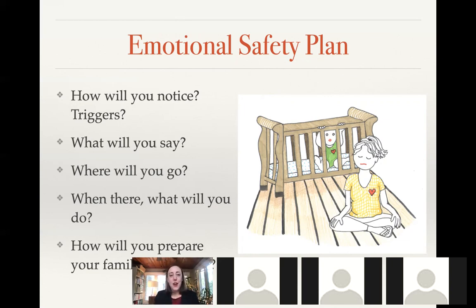How do you know? And then what are you going to say? And it better be quick, brief. Mommy needs 5 minutes, and then where will you go? And it could be like this mom literally sat down on the floor, made sure her baby was safe in a crib, and closed her eyes and went inside.